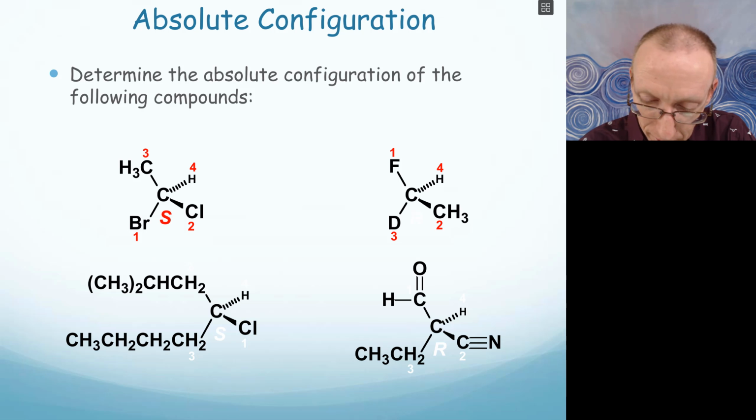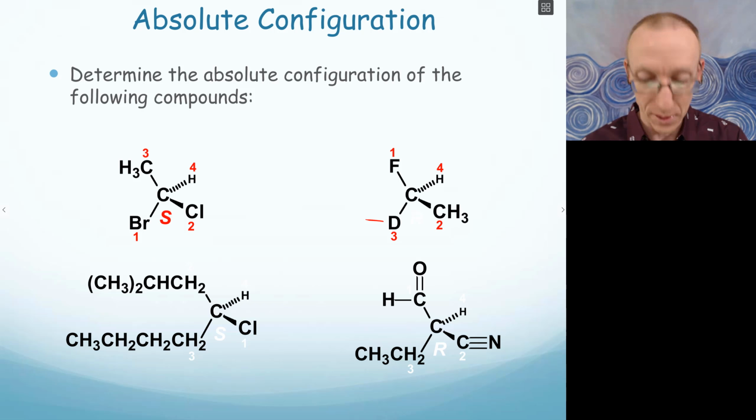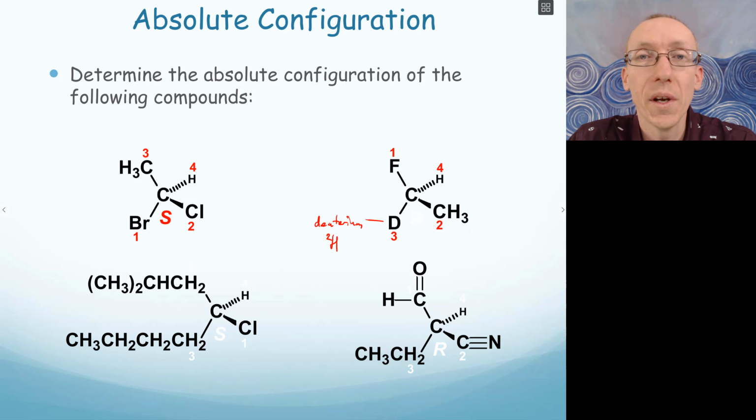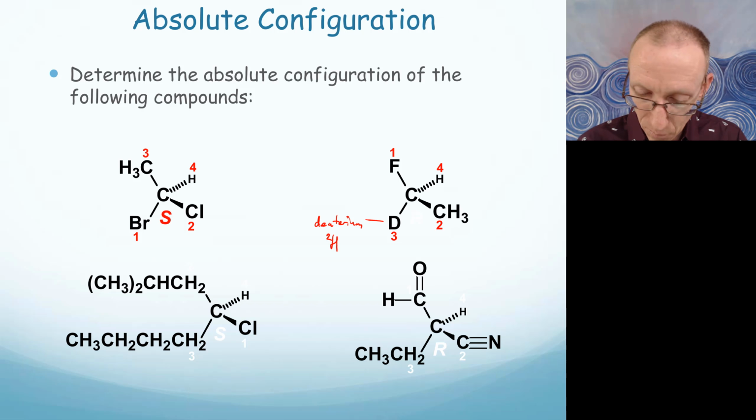Okay, let's look at the next one. The next one, we've got a hydrogen at the back here. We've got a deuterium atom. So this is the first time we've looked at an isotope of one of the elements. So deuterium is just hydrogen with a neutron and a proton in the nucleus. So it has an atomic mass of 2. And then we have a carbon atom versus a fluorine.